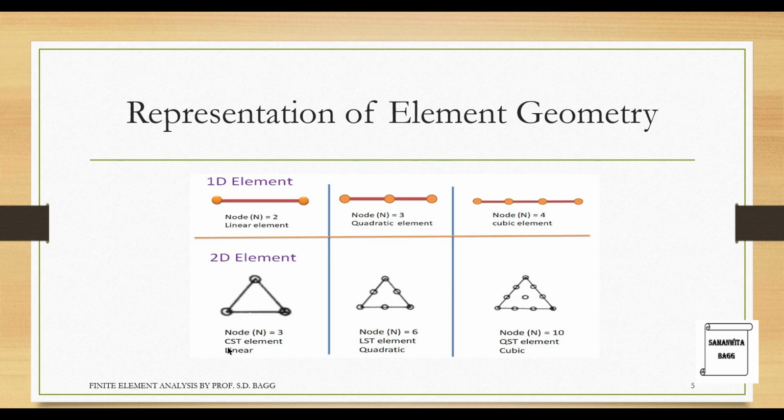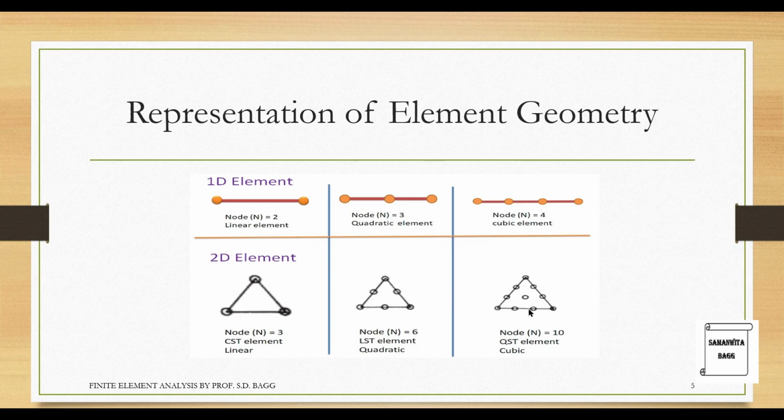This is also called the CST element, that is constant strain triangle. Then we can have six nodes, as you can see here. Now there are six elements, as you can see, 1, 2, 3, 4, 5, 6. This is called the LST element, that is linear strain triangle element. For LST element, there are 6 nodes and 12 displacement degrees of freedom, which means at each node there will be 2 degrees of freedom. In CST element, there are a total of 6 degrees of freedom. At each node there will be 2.